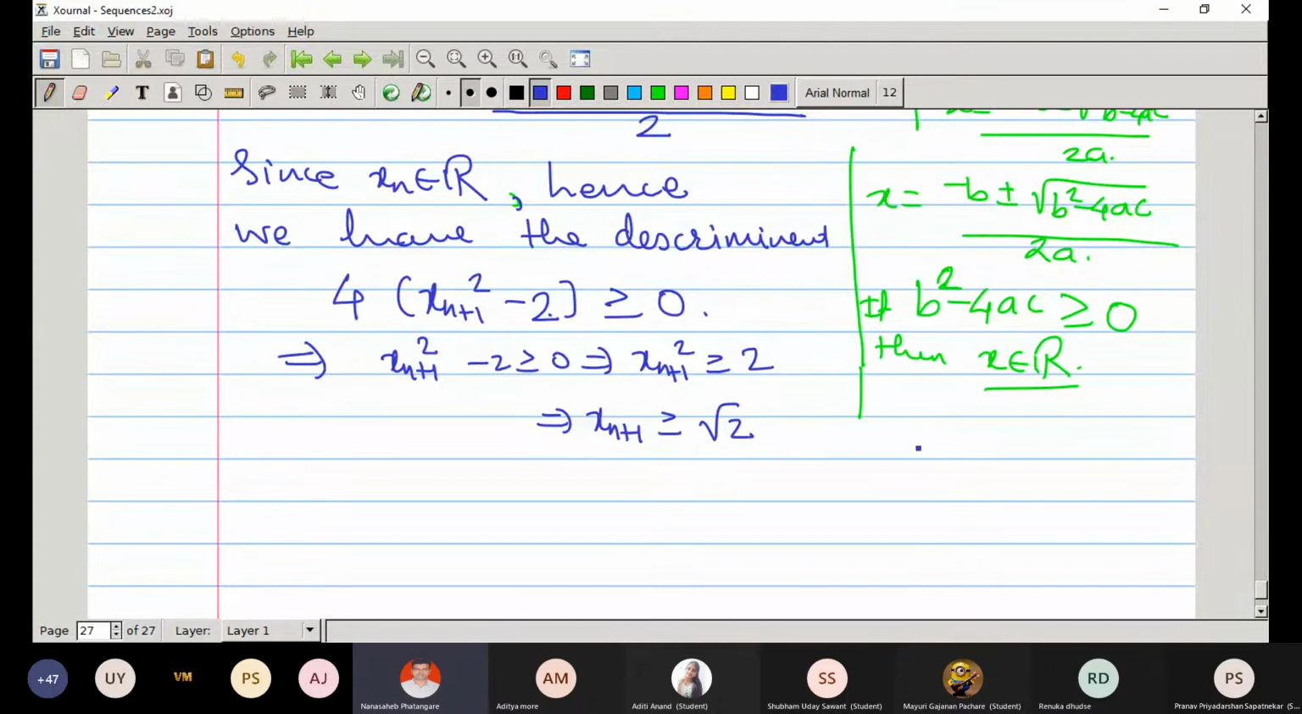Right. So again, note one thing. When I say x square is greater than or equal to a, what does it mean? Either x is less than or equal to minus root a, or x is greater than or equal to root a.